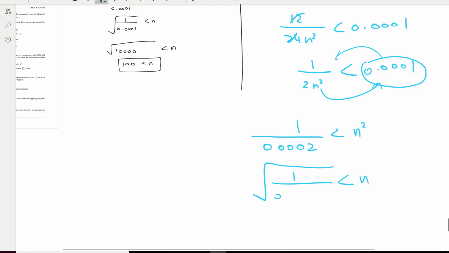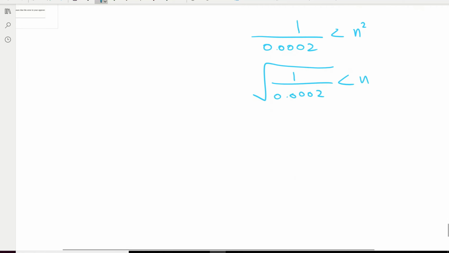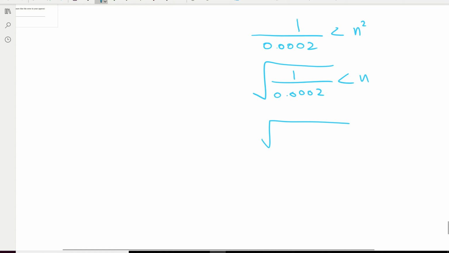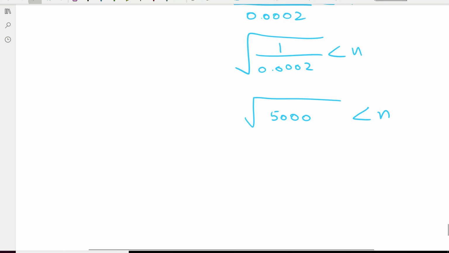Okay, so we want to take the square root of 1 over 0.002. So what is 1 over 0.002? It's going to be 500. Okay, so I'm not going to do the calculation. If you like, you can use the calculator. You really don't need a calculator here. Now you want to find the square root of 500. The square root of 500 is going to be 22.36.